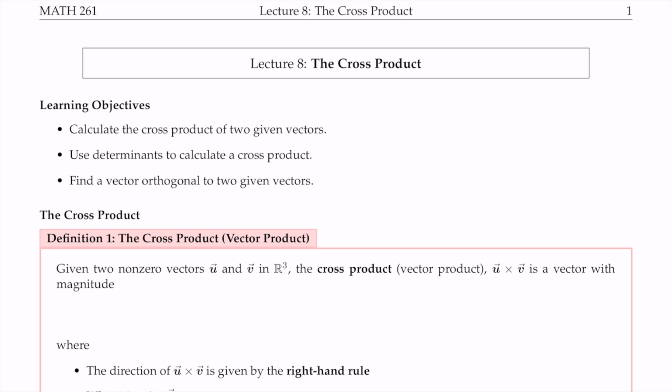So the first definition is that if you are given two non-zero vectors u and v in R3, the cross product or the vector product, denoted as u cross v, is a vector with the magnitude of u cross v equal to the magnitude of u times the magnitude of v times sine of the angle between the two vectors u and v.